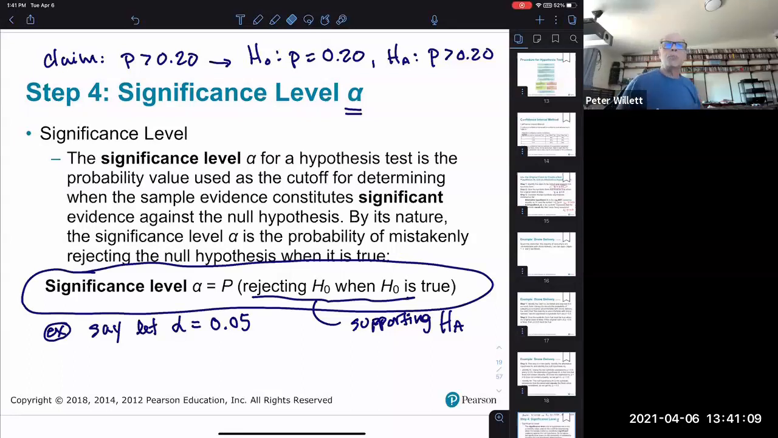If there's only a 2% chance that I could sample 100 people and get 22% wearing blue, when in actuality only 20% wear blue for the whole population. Well, if the chance of getting 22% is low, is only 2%, well, that's evidence in support of rejecting that it's only 20% and supporting that it's more than 20% like I claimed, because my sample was enough more than 20% to make me believe my claim is true.